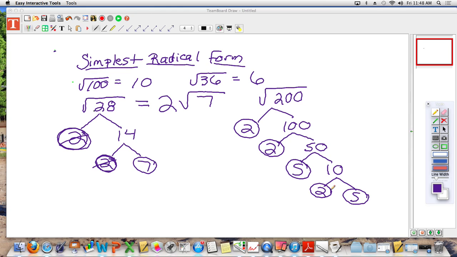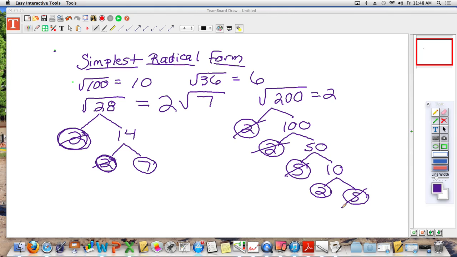Here in the first example, you need to look for pairs of numbers. If there's a pair of numbers, you write it down one time. If there's leftovers, you leave them underneath the radical sign. We have a pair of 2's right here, so I write it down. That's 2. One pair makes one number.